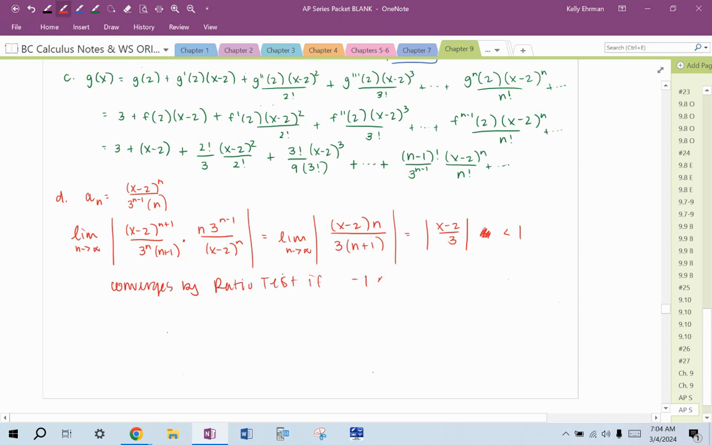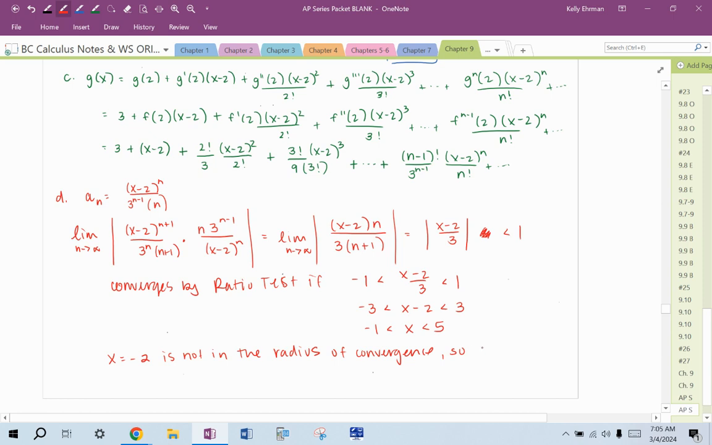So negative 1 is less than x minus 2 over 3, which is less than 1, which means x minus 2 stays between positive and negative 3. And if we solve for x, if we add 2, we get that x would be anything between negative 1 and 5. So x equals negative 2 is not in the, I'm just going to say radius of convergence, because I'm not sure about these endpoints. I don't want to call this the official interval. I'm not sure if that matters or not. X equals negative 2 is not in the radius of convergence.